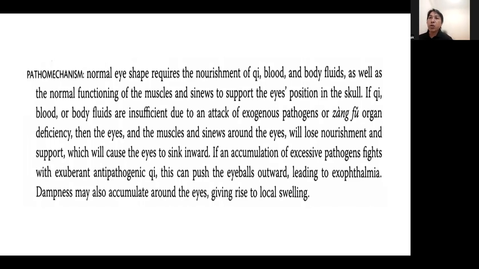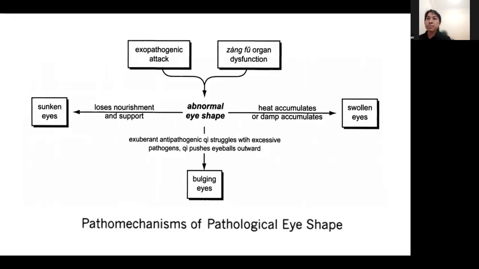Okay? If an accumulation of excessive pathogen fights with the exuberant antipathogenic qi, this can push the eyeballs outward, leading to exophthalmia. Dampness may also accumulate around the eyes, giving rise to local swelling. This is the pathomechanism of pathological eye shape.